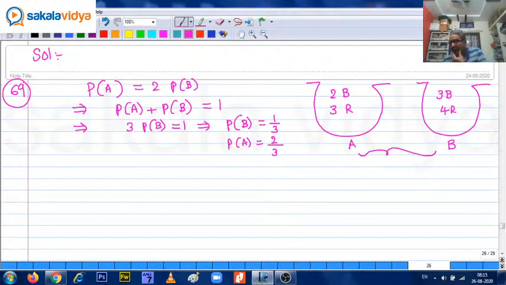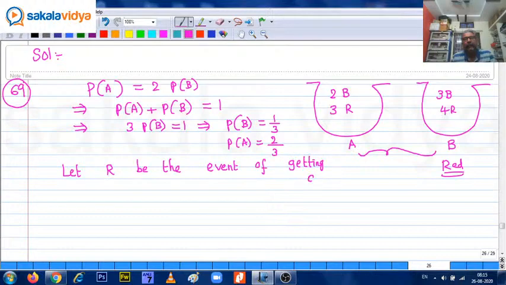So now what we need to find out? We need to select a red ball randomly, and it should come from box B. Let R be the event of getting a red ball. We need to find that the red ball must be from B. That means P of B given R.